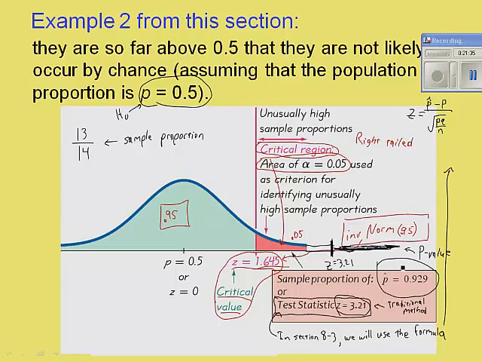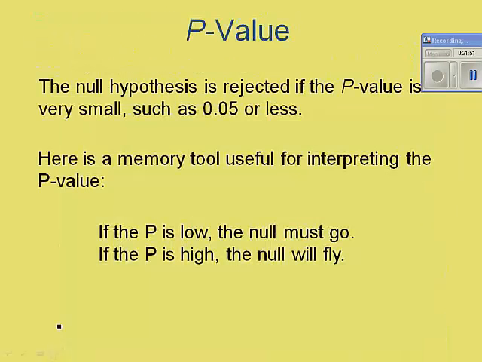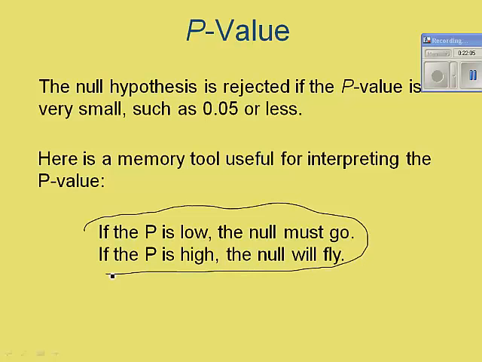If I get a capital P value that's small, that means I'm in the critical region, and that means what? Reject the null hypothesis. That's right. Here, let me say it for you. The null hypothesis is rejected if the P value is very small. Here's a nice little poem that might help you remember it. If capital P is low, the null must go. If capital P is high, the null will fly. I didn't write that. I didn't see it in the book, but it's a nice poem.